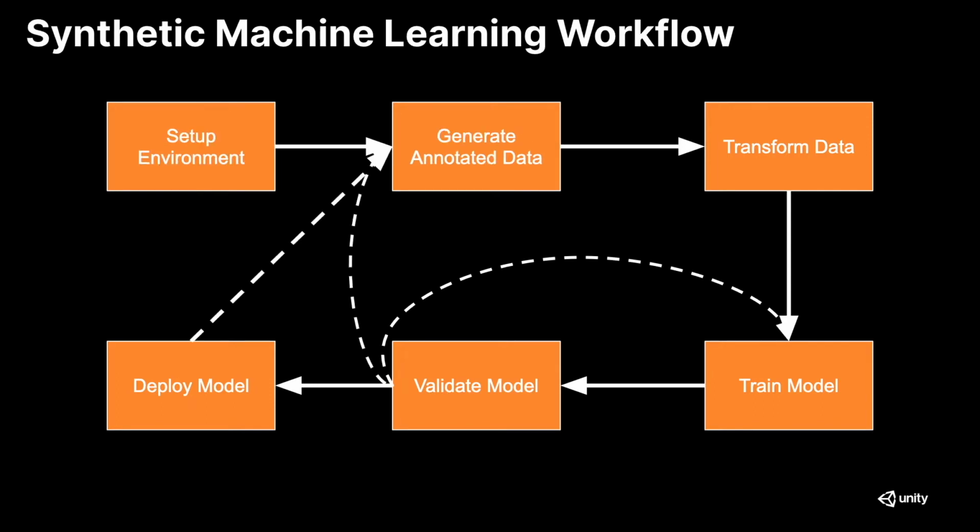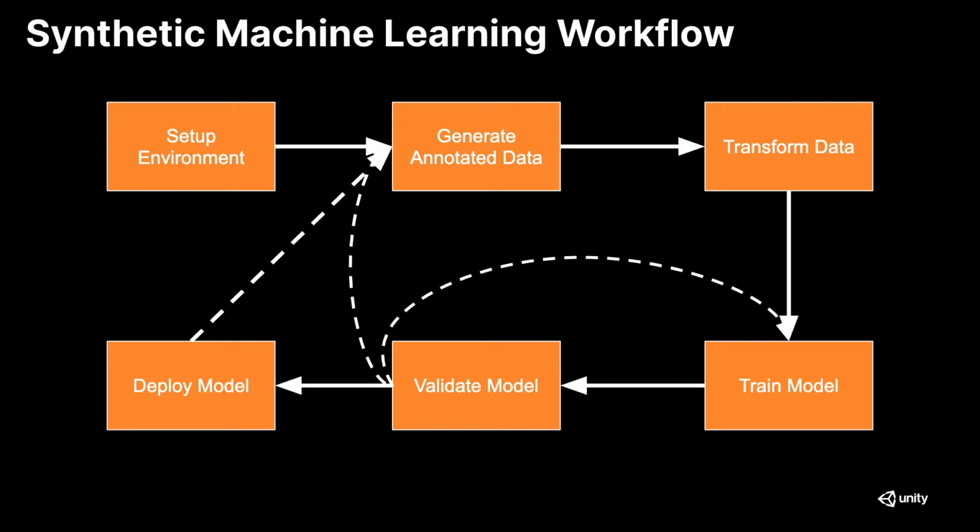Now let's switch to a view of the synthetic machine learning workflow and talk about how this is different. In the synthetic machine learning workflow, first you set up a synthetic environment in a tool like Unity. Then you generate your annotated data. And again, you get the annotation for free. A person doesn't have to manually annotate these frames. It comes out of the system that way. You then transform the data and go to your model training pipeline and train your model. And then you go through the validation step, after which you may need to do further training.